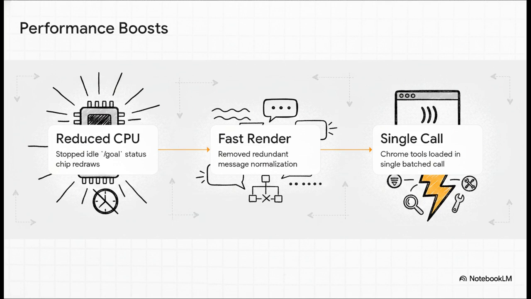Step 2. If you have massive, sprawling conversations with your agent, they'll render noticeably faster now because Anthropic removed a layer of redundant message normalization that was happening in the background. And step 3. For web tasks, Claude in Chrome now loads its browser tools in a single batched call. No more painful one-by-one calls per tool. Together, these background speedups make the entire workflow feel incredibly responsive and super light on your system.